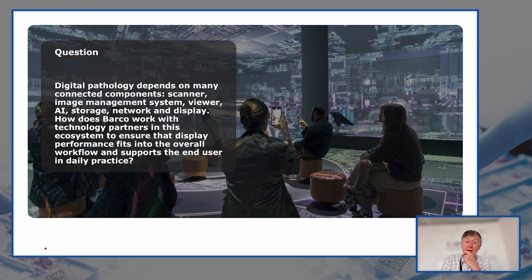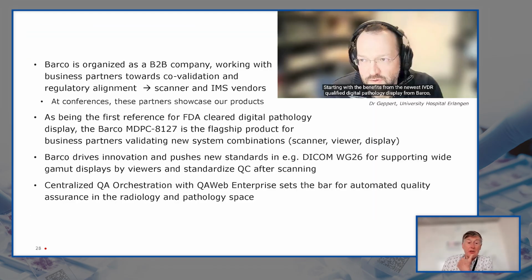So we are a B2B company, so we always work with business partners towards co-validation and regulatory alignment. So we work with scanner and IMS vendors. Smart in Media is one of them. We go to conferences, we showcase our displays, they also showcase our displays. We work with case studies and end users. So I can share that Dr. Geppert from University Hospital in Erlangen is doing some research for us on cases with a specific Barco display.